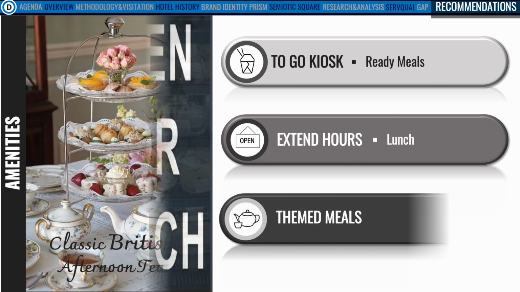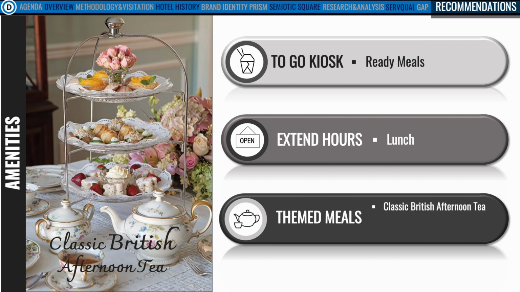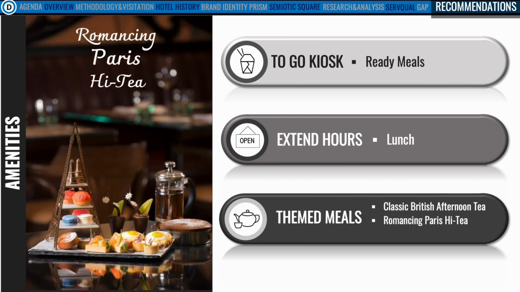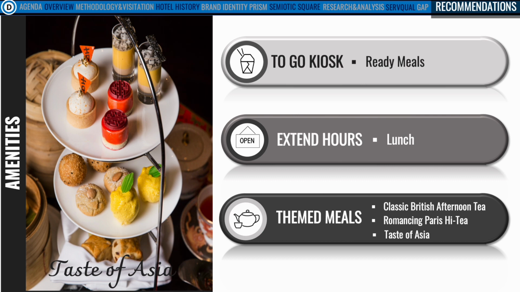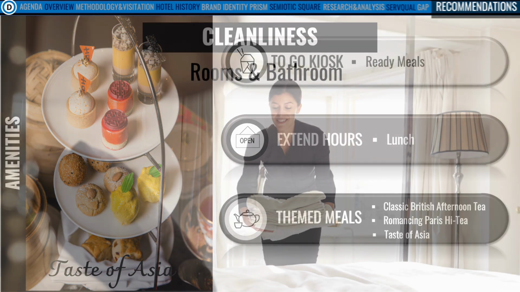On weekends especially, Hotel Direct could offer special themed meals such as classic British afternoon tea and perhaps have a quartet or string trio performances during the duration of the afternoon tea. Other theme examples are Romancing in Paris High Tea or Taste of Asia. This would boost the revenue for the restaurant and bar and at the same time offer food and drink services throughout the day for the hotel guests.